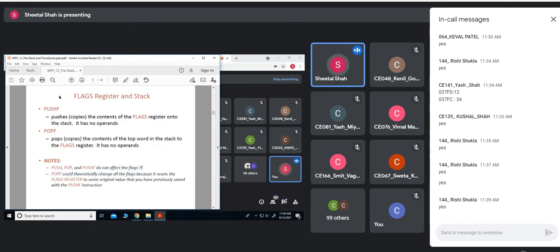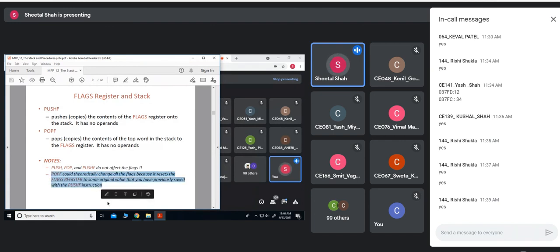All these instructions we have discussed till now, push and pop, are data transfer instructions, and as we know, no data transfer instruction affects the flag register. POPF could theoretically change all the flags because it resets the flag register to some original value that you have previously saved with the PUSHF instruction. So that's what I have said.